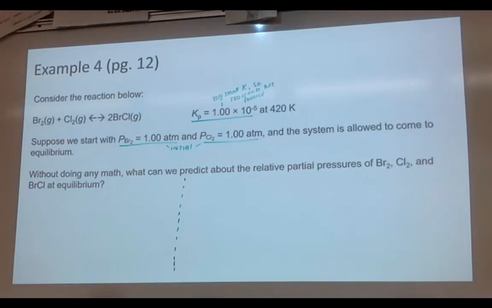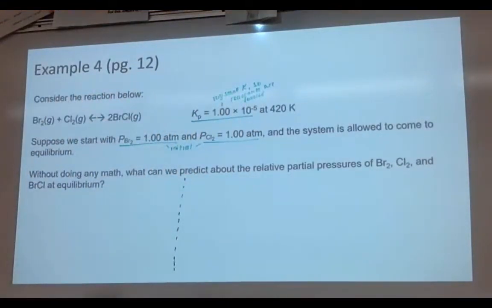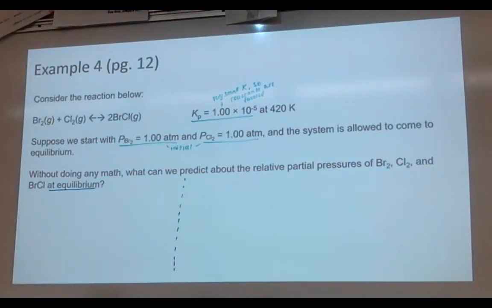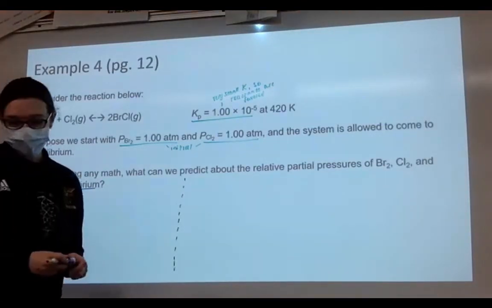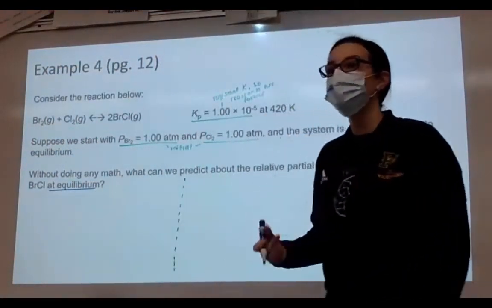Then the question itself says, without doing any math. Okay, no math. I'll go ahead and leave my calculator down. So without doing any math, what can we predict about the relative partial pressures of Br2, Cl2, and BrCl at equilibrium? So if you want to look at how things exist at equilibrium, look at your value of K. Your value of K tells you what you have at equilibrium, right? What you have more of, what you have less of.